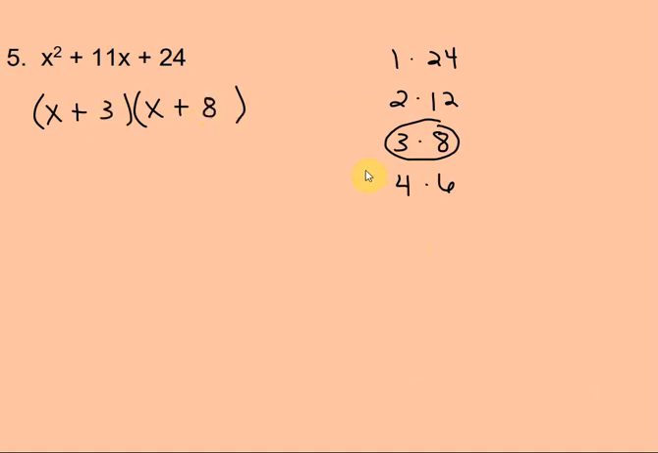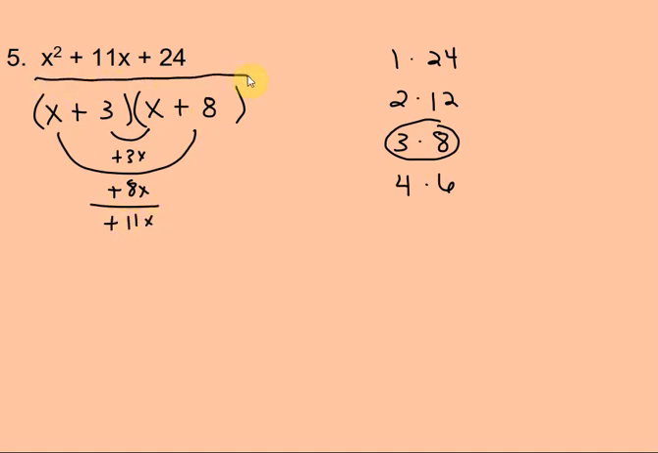And then we can check with our smiley face to make sure that we are going to get an 11 whenever I do the outer and the inner. That's a positive 3x. And that's a positive 8x, which gives me a positive 11x. So this is my answer. This, or you could have x plus 8 times x plus 3.